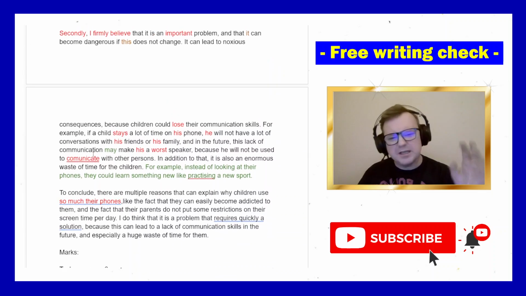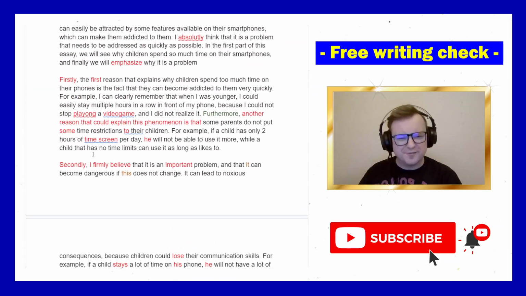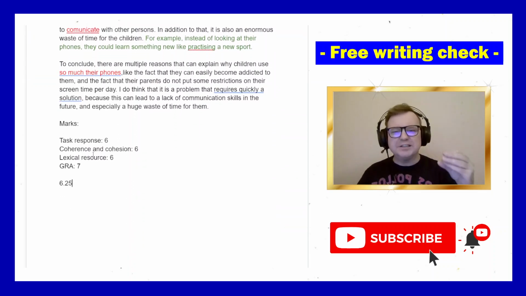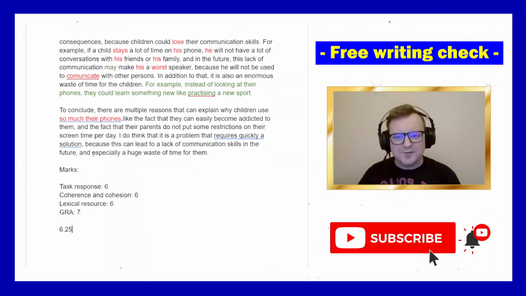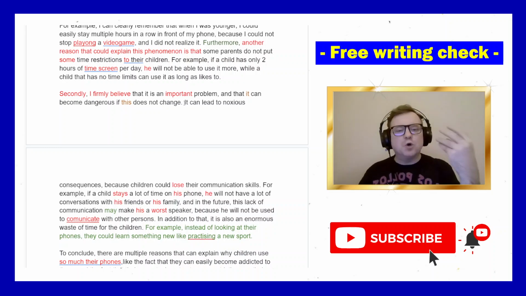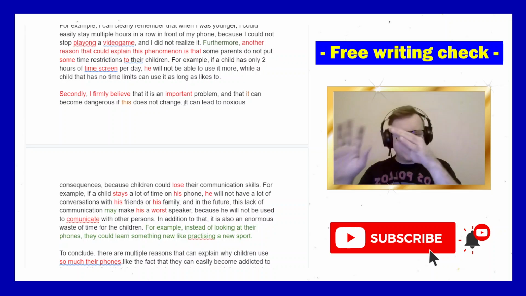Thirdly, put the important information in the body paragraphs towards the front. We have something we call a topic sentence. So after reading the first sentence of the paragraph, I want to know what that paragraph is about. And when I hear something like secondly, I firmly believe that it is an important problem and that it can become dangerous if this does not change, I don't know what the problem is. I want you to start with one of the main problems is that children could lose their communication skills, right? Push that towards the front.